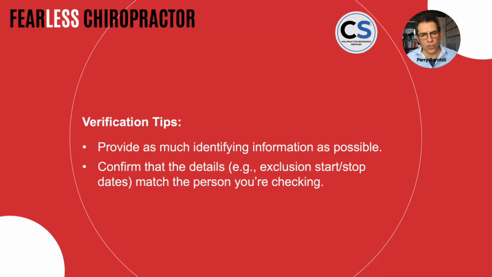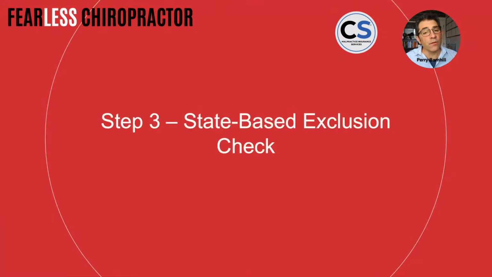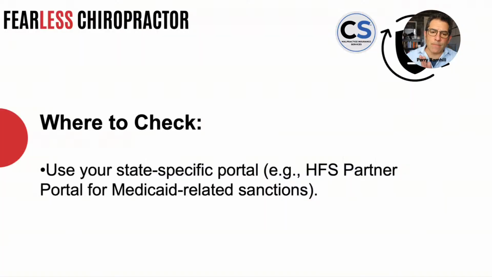If they do pop up, make sure it is the actual person that's in your office, because maybe somebody else out there has the same name. There's also a state-based exclusion list. Now, I know this is OIG, but this is so closely related to HIPAA that we really need to do these things. Where to check?